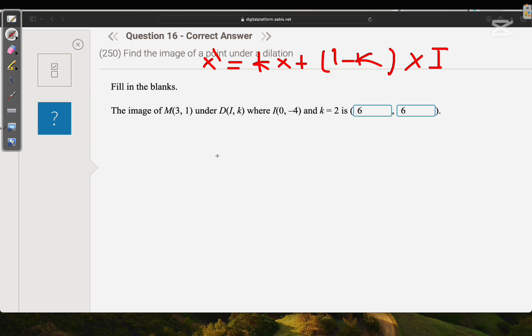And then we do the same to get y prime. Okay, we do ky plus 1 minus k, and then yi. So ky, which is 2 times 1 plus 1 minus 2 times yi, which is negative 4, which is 6 as well, which is how we got 6, 6.